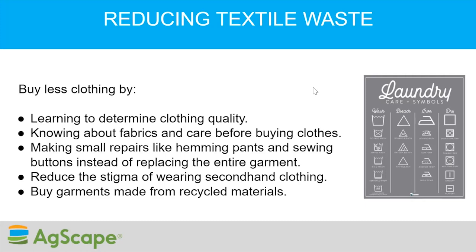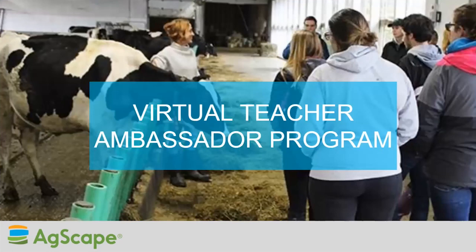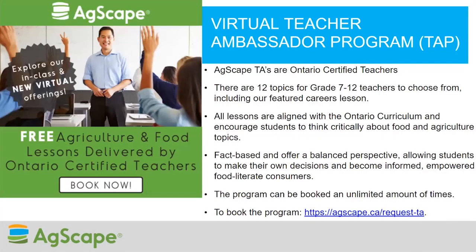Okay, so I'll spend some time talking about AgScape and the virtual teacher ambassador program. I mentioned that a little bit in my webinar. This year we're doing the teacher ambassador program virtually because of the pandemic, but AgScape's teacher ambassadors are Ontario certified teachers. There are 12 topics for grades 7 to 12 teachers to choose from, including our featured careers lesson. Today I mentioned the animal health and welfare one, but there are lots of other topics as well. All lessons are aligned with the Ontario curriculum and encourage students to think critically about food and agriculture topics. They're fact-based and offer a balanced perspective, allowing students to make their own decisions and become informed, empowered, food literate consumers. And the program can be booked an unlimited amount of times.